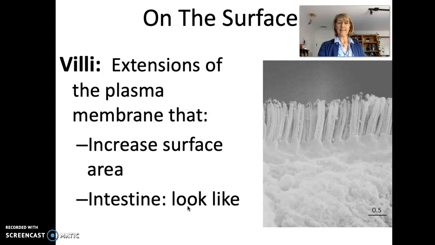So in the intestine, I say it looks like a shag rug. It looks like a shag rug because you have membrane up, membrane up, membrane up, and every single location along those villi is capable of absorption of nutrients.